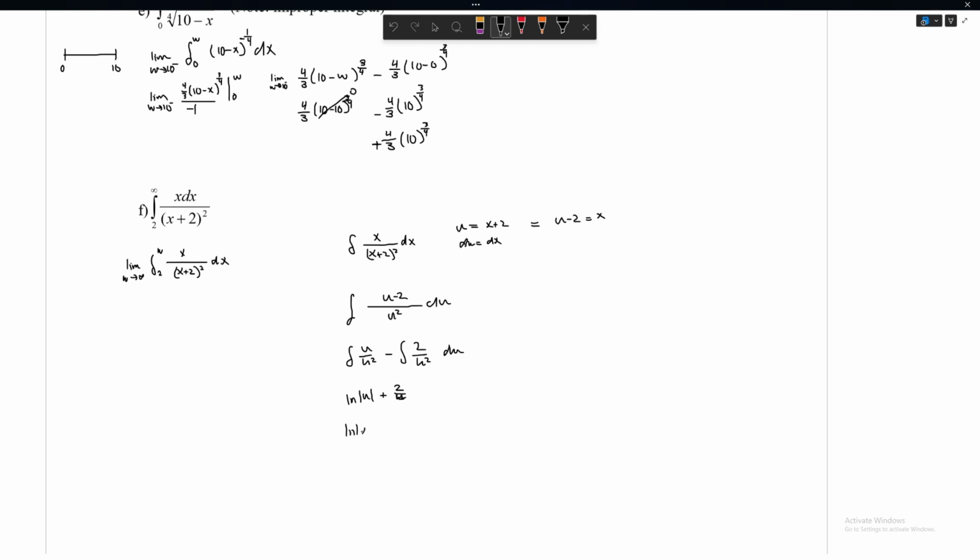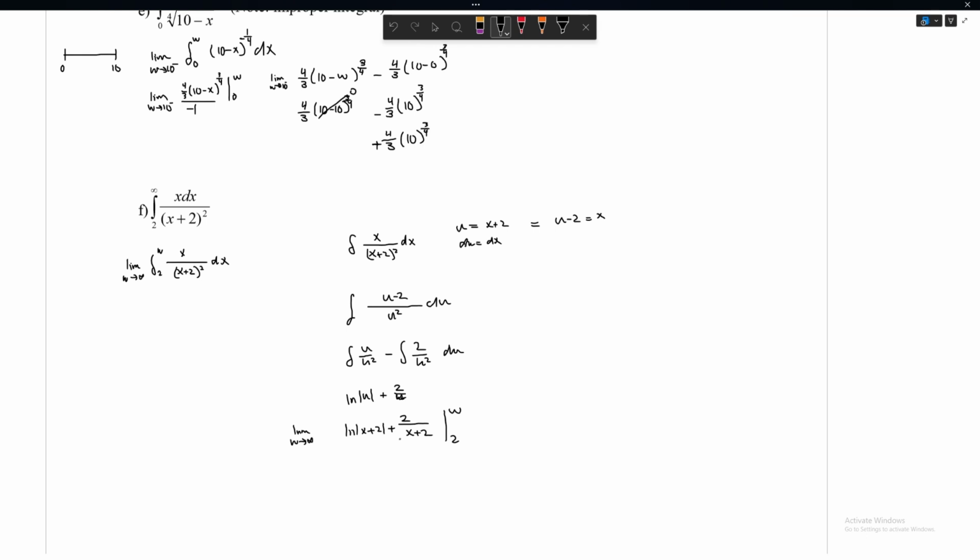Now plug your u in, which is x plus 2. So this is ln of x plus 2 plus 2 over x plus 2. I already know this diverges, but it doesn't diverge just yet. So what I'll do is take my limit, from 2 to w, and the limit as w goes to infinity. When I do this, it's going to be some term minus some term.